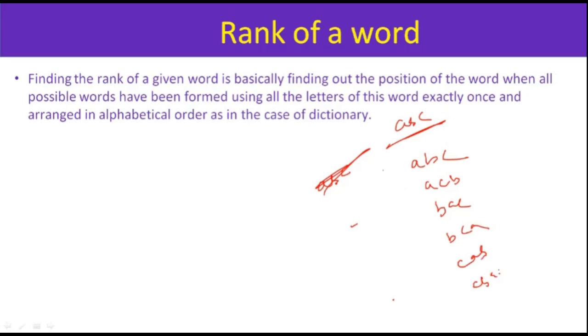If I have to arrange them in a dictionary, I would always arrange them alphabetically. So first ABC will come, then ACB, then BAC, BCA, CAB, CBA. Now, if the question says find the rank of the word BCA, how do you calculate the rank of the word BCA? What will its rank be? First, second, third, fourth.